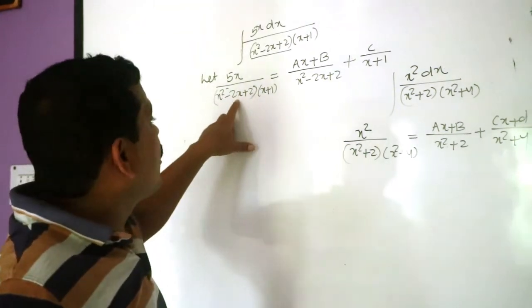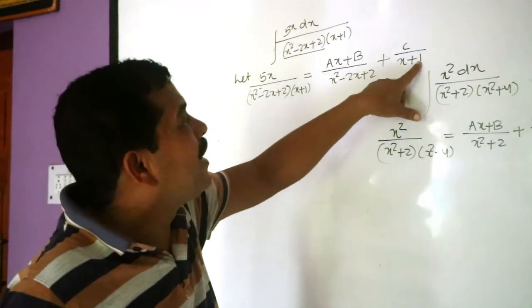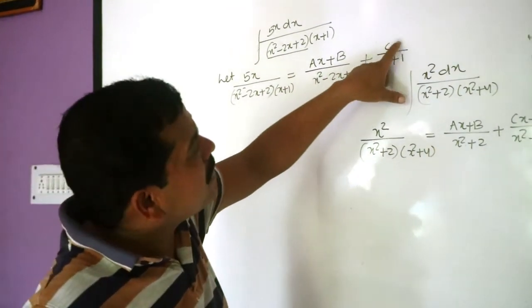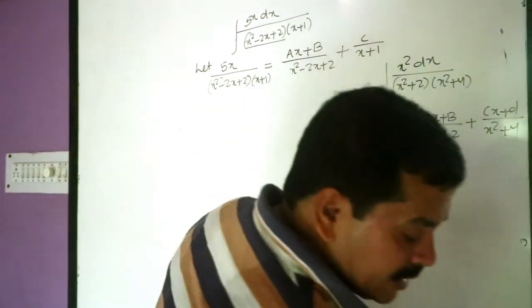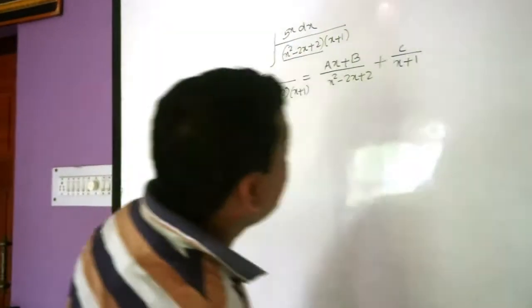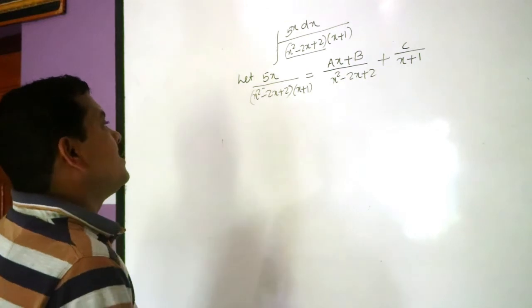But here it is one quadratic factor and another is a linear factor. For this we take c by x plus 1. If it is quadratic, then you can take cx plus d. Next, our aim is to find the values of the constants a, b, c. There are different methods you can use to find the values of a, b, c.